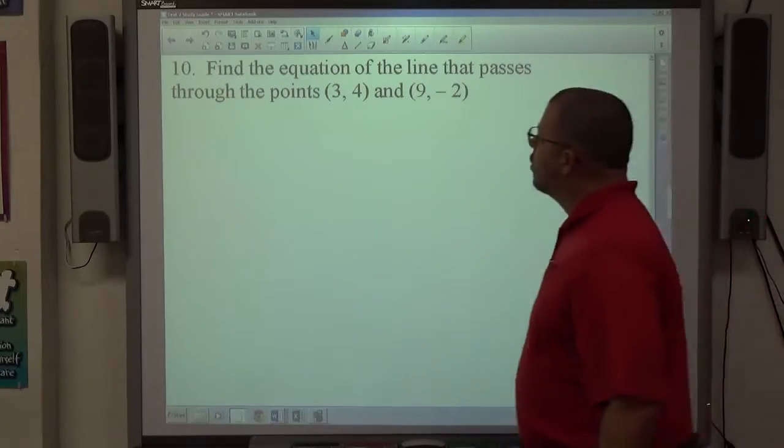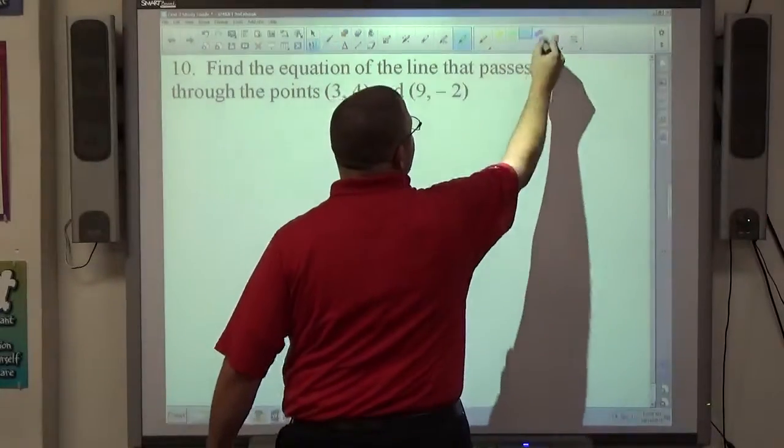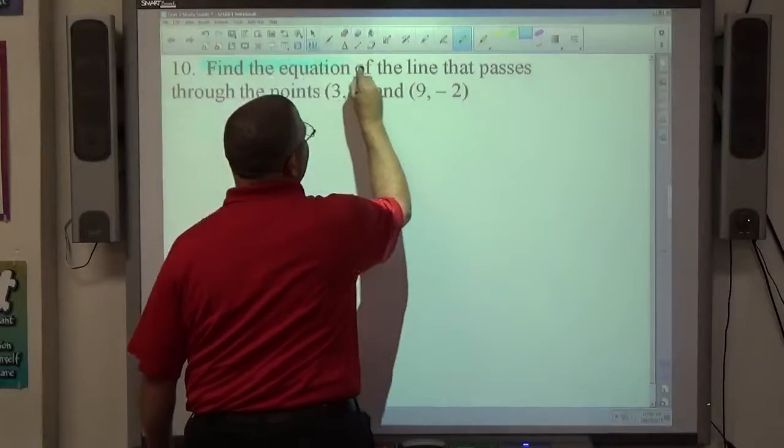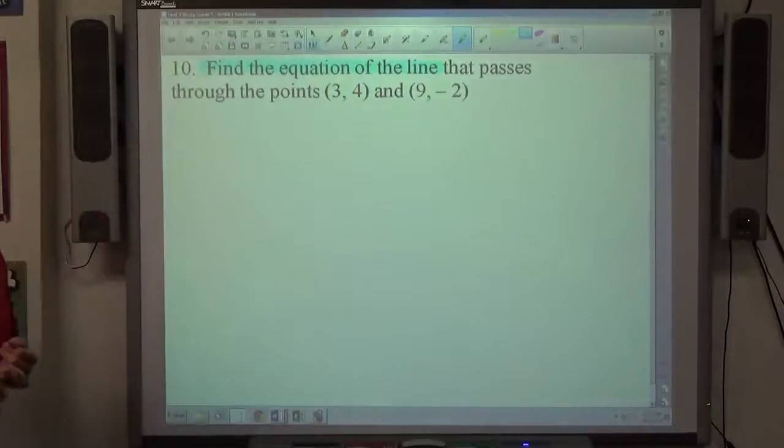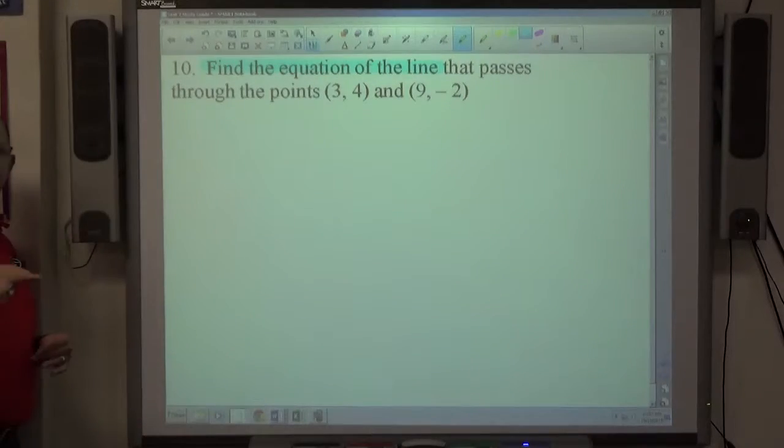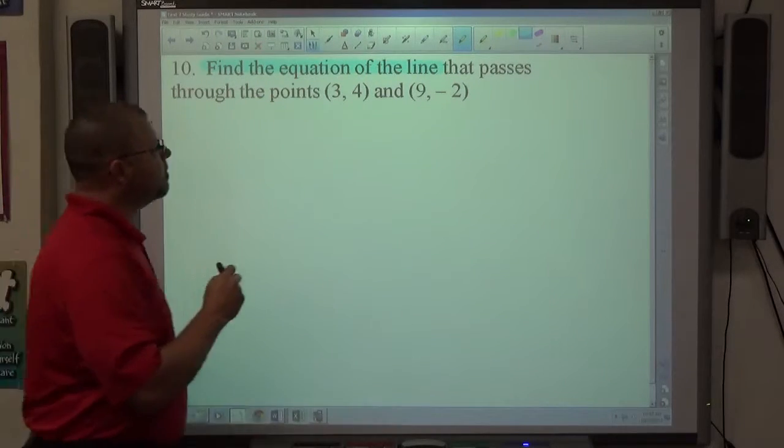Number 10, find the equation of a line. Pay close attention to the words here. Find the equation of the line. That tells me to find a slope and a y-intercept. It does not at any point here say find the distance of the line, of the segment. So find the equation of the line is what it's asking me for.